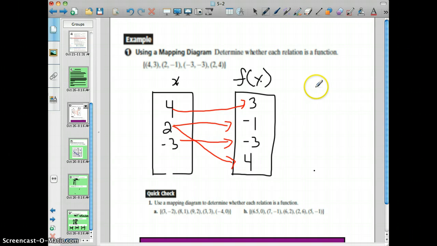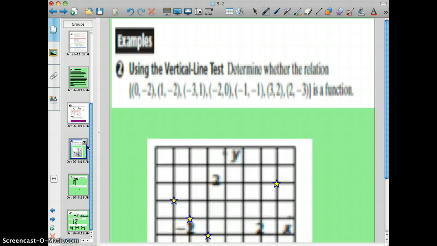If you were to graph these and use the vertical line test, the points 2, -1 and 2, 4 would be lined up right on top of one another and would fail that vertical line test. Let's move on to example 2. You may want to take a minute to pause the video and plot these points: 0, -2; 1, -2; -3, 1; -2, 0; -1, -1; 3, 2; and 2, -3.